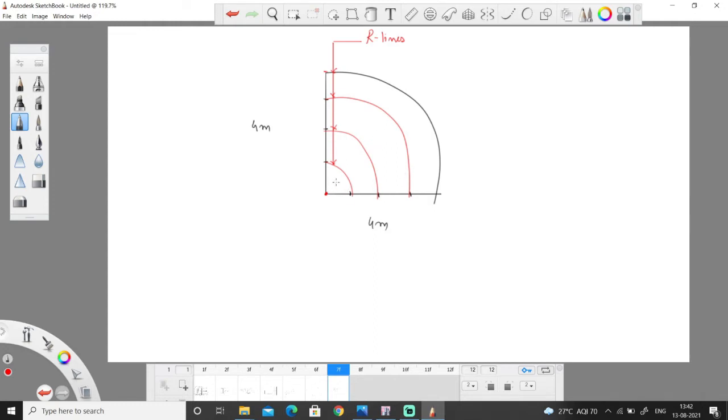Now I want to draw rays originating from the center. Let us say I want to divide this 90 degree into segments of 15 degree. Naturally, 90 by 15, so I will get 6 segments. So I will divide it, and I'll take a blue line.